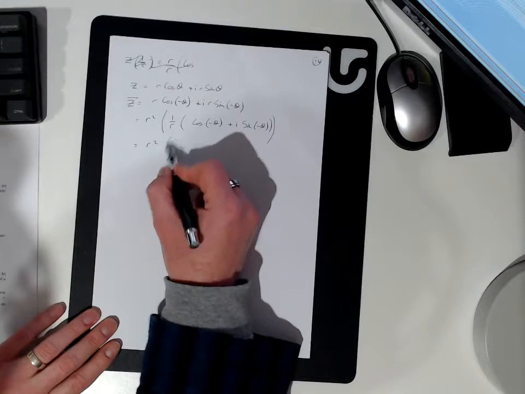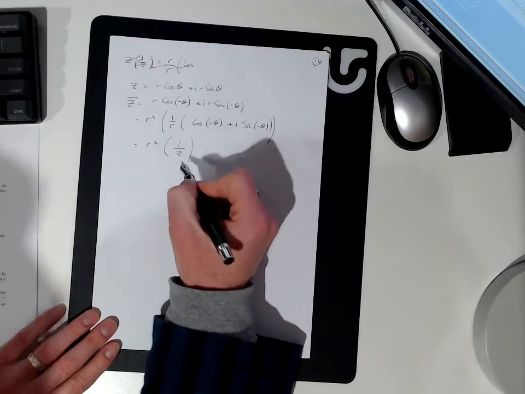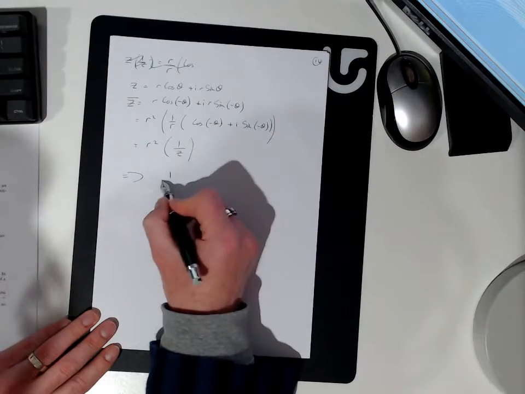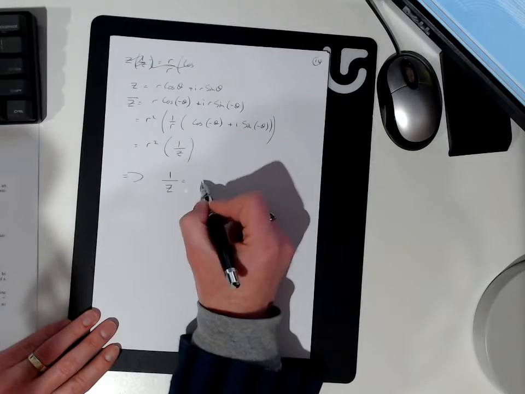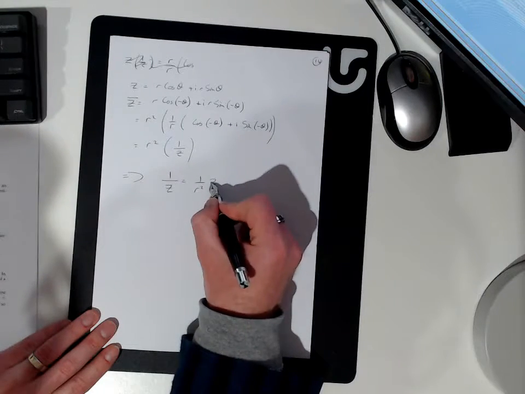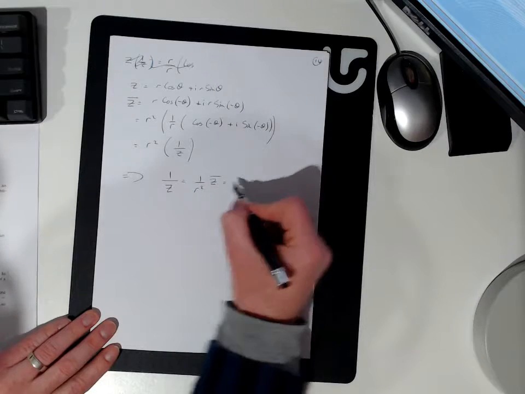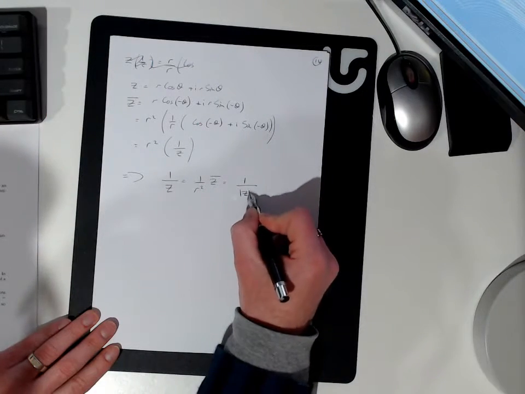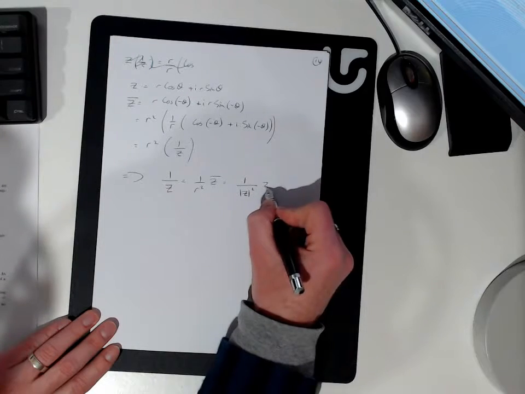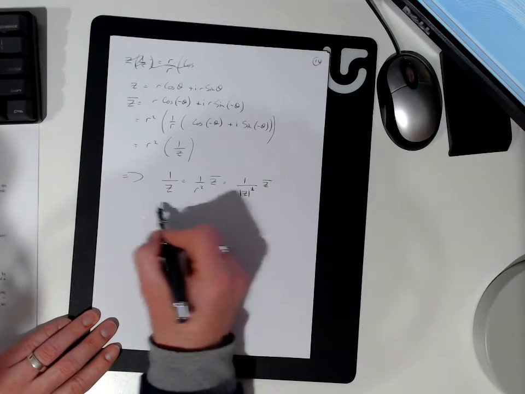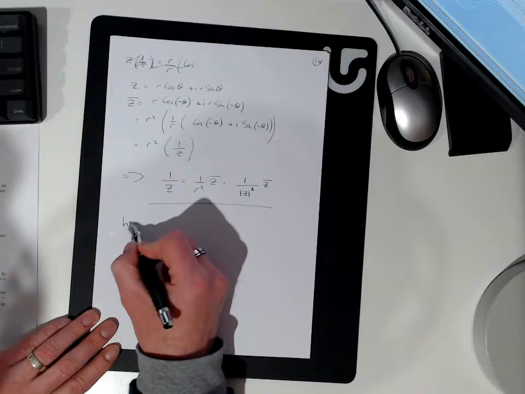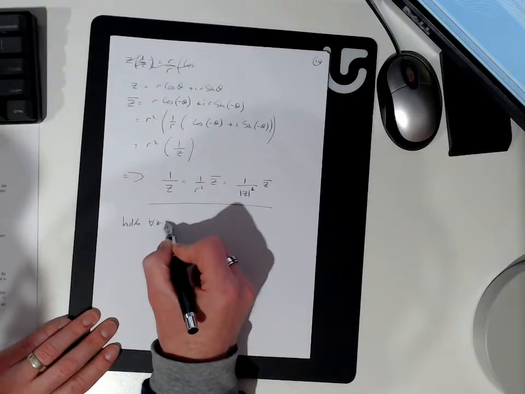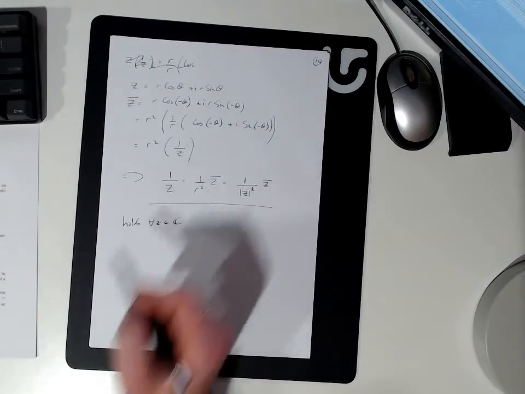This is equal to R squared of 1 over Z. So in particular, 1 over Z is equal to 1 over R squared of the complex conjugate, and that is of course 1 over the modulus squared times the complex conjugate. And this holds for all Z in the complex numbers, because we've just proven it.